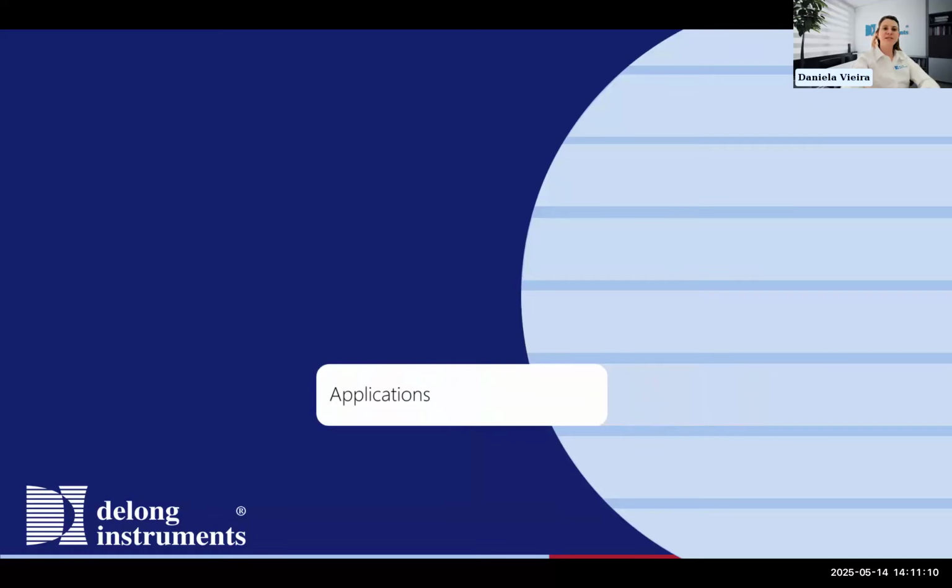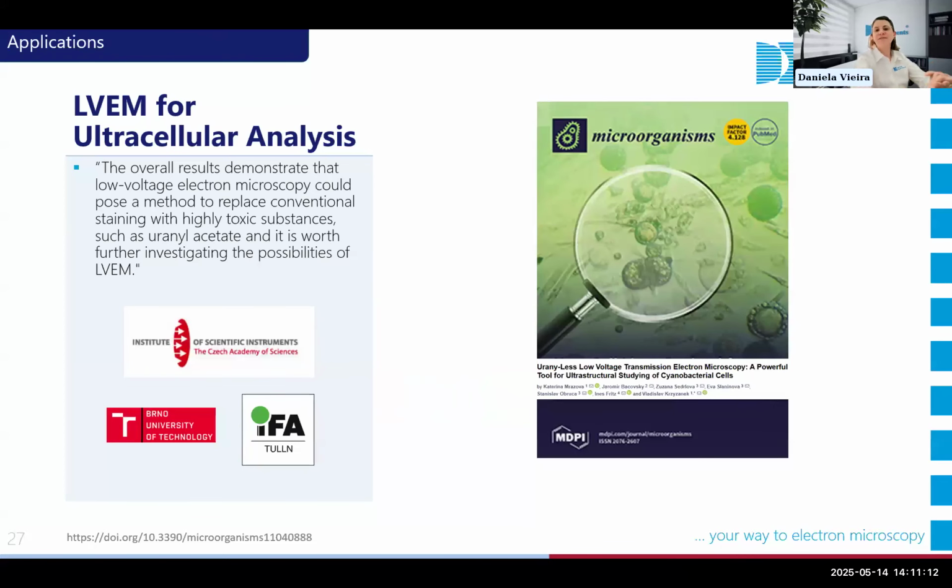A few applications. We have here "Uranyl-Less Low Voltage Transmission Electron Microscopy: A Powerful Tool for Ultrastructural Studying of Cyanobacteria Cells", published in Microorganisms. In their conclusion, they showed that indeed staining is not needed when you are working at low accelerating voltage, and you can replace or eliminate the use of uranyl acetate.